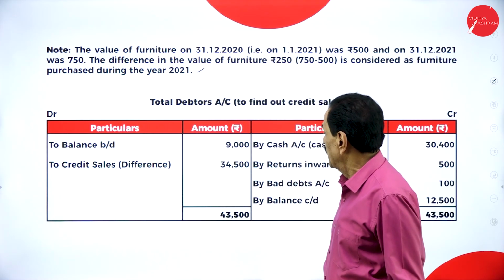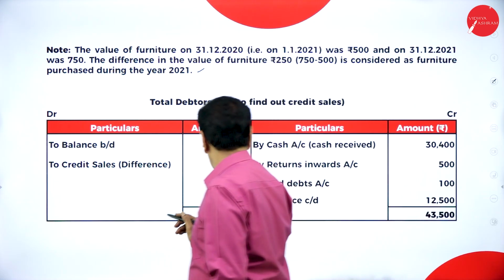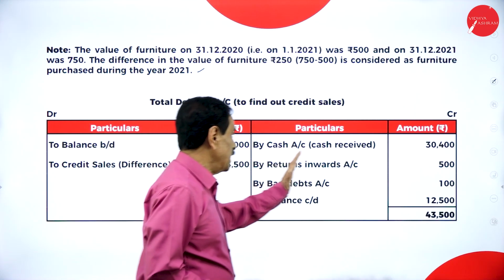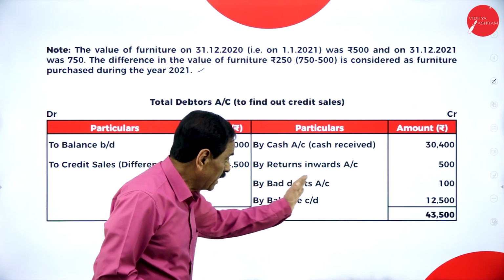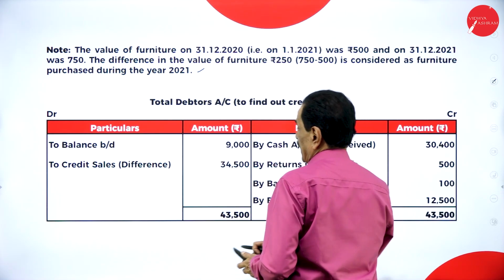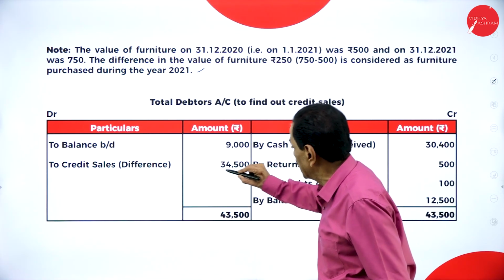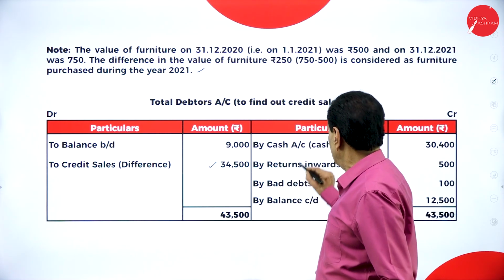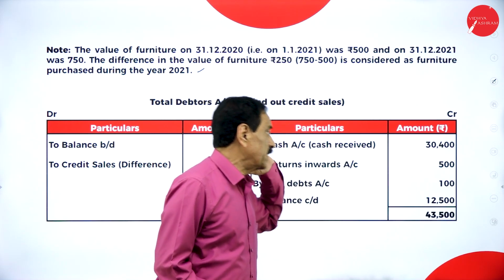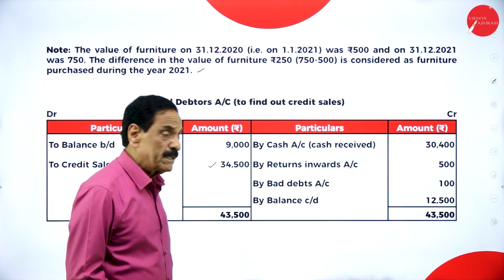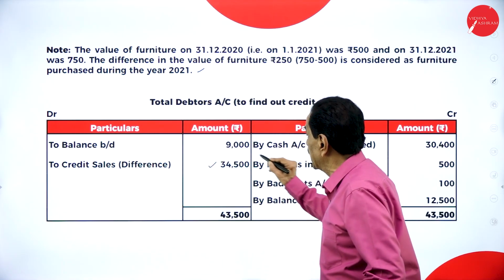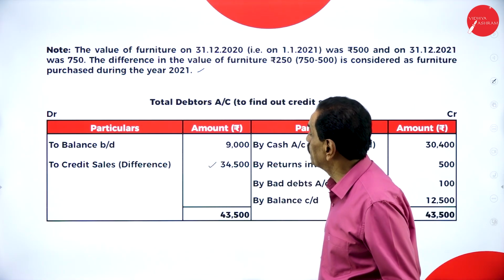What you have done. Now, total debtors account. This is your balance brought down, cash received from debtor, return is sales return, bad debt, by balance carried down, closing debtor. Whatever the difference comes, that is nothing but credit sale. How we start? We start with opening balance brought down 9,000. How much cash received? 30,300. Return inward means sales return, bad debt, balance carried down. The difference is 34,500, considered as credit sale.